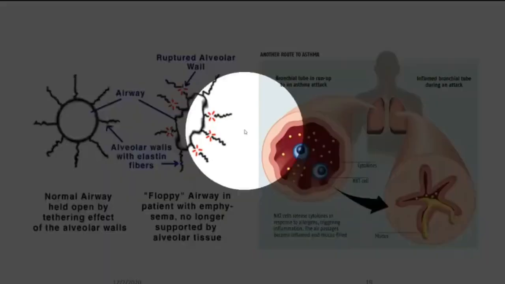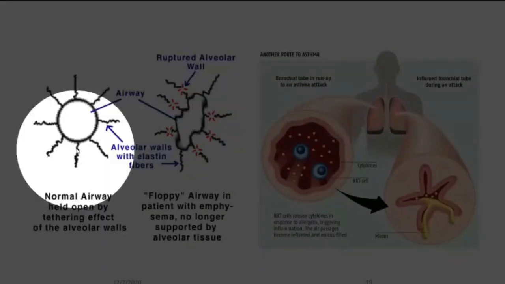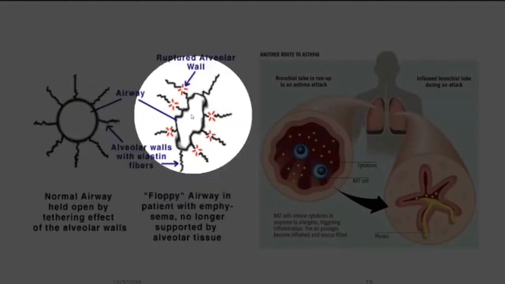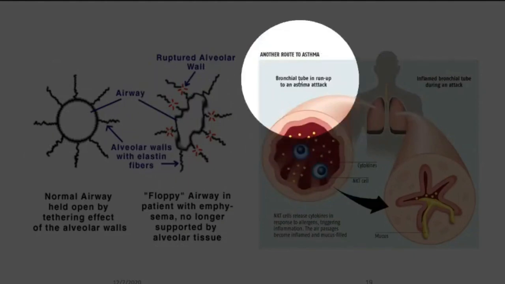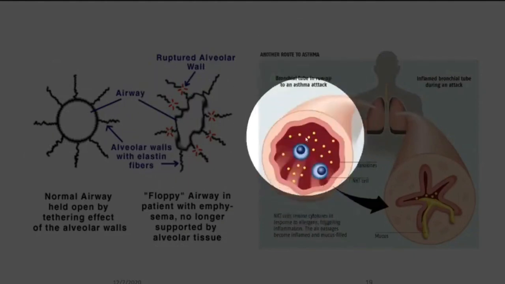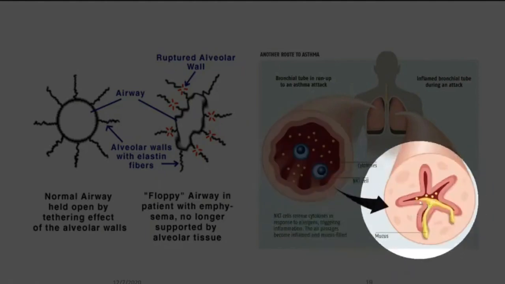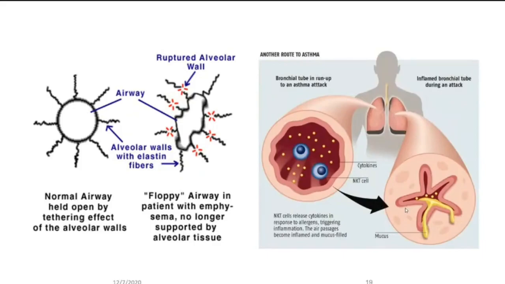This is the normal airway. As you can see, these interstitial cells will keep it open, while when it is broken and destructed, it will collapse during expiration, resulting in what is called air trapping. In asthma, this is an additional point just to make it clear: this is a normal airway and this is an asthmatic airway with secretions and narrowing.